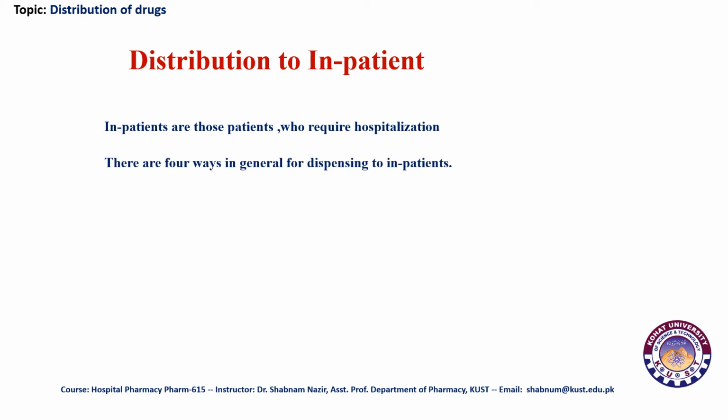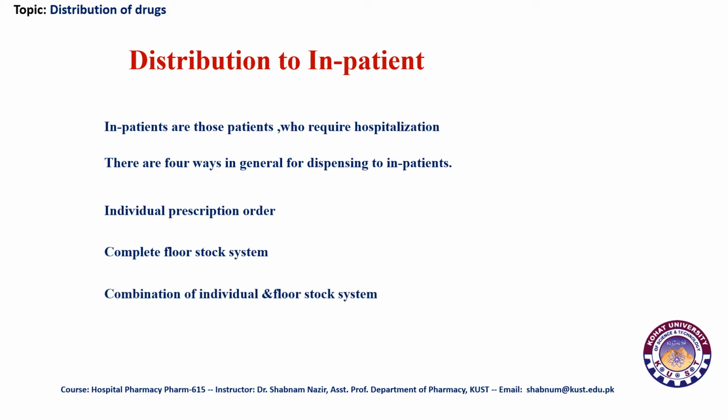There are 4 ways in general for dispensing to inpatients: individual prescription order, complete floor stock system, combination of individual and floor stock system, and unit dose system. So students, as you remember, this particular topic we already discussed in detail in our last semester, and in upcoming slides, I will go through these various topics in a superficial way just to recall the memory of what you already learned. And in this way, you will learn how the distribution happens in a hospital.